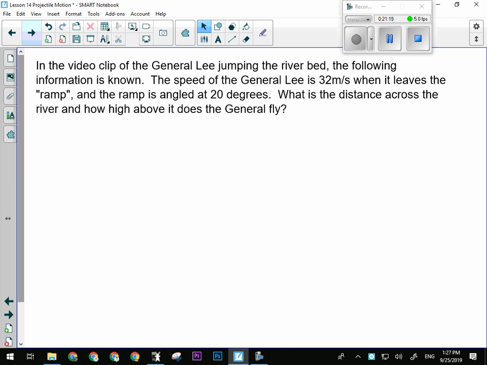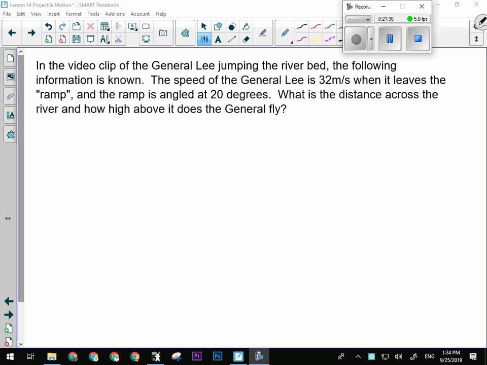So I'll show you some of the videos. There's one particular jump that this question relates to. So we have the General Lee jumping over the riverbed. If you don't have this question written down, write it down. This will be your first example of exactly the kind of thing I would ask on a test.